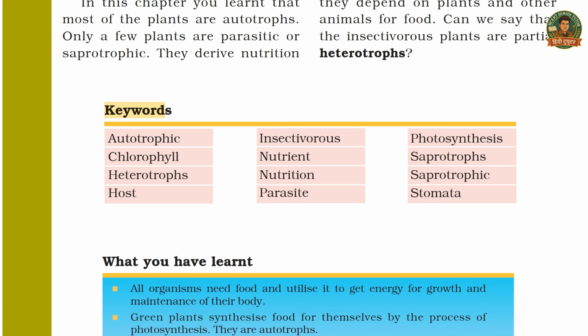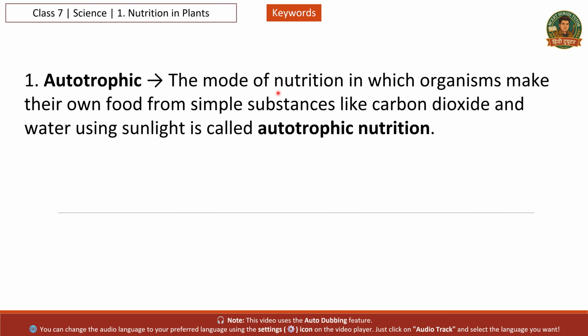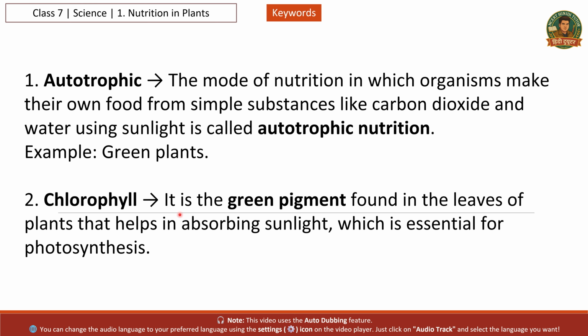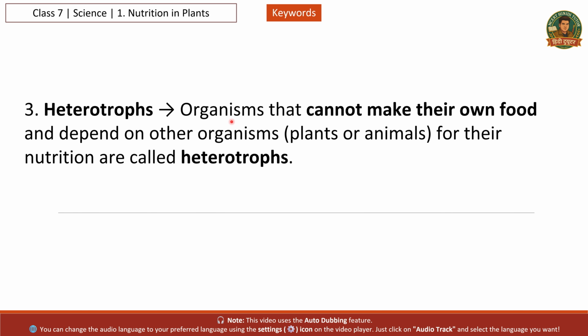Next, keyword definitions. First, autotrophic: the mode of nutrition in which organisms make their own food from simple substances like carbon dioxide and water using sunlight is called autotrophic nutrition. Example, green plants. Second, chlorophyll. It is the green pigment found in the leaves of plants that helps in absorbing sunlight, which is essential for photosynthesis. Third, heterotrophs: organisms that cannot make their own food and depend on other organisms, plants or animals, for their nutrition are called heterotrophs. Example, humans, animals.